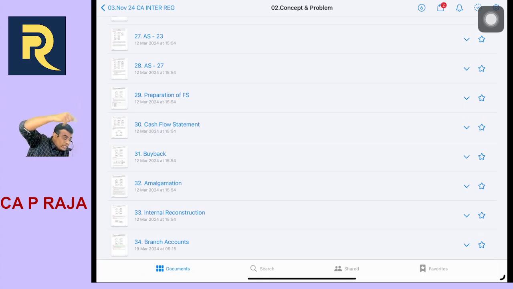Amalgamation or internal reconstruction. Note that point. Amalgamation or internal reconstruction 16 marks. CFS 10 to 12 marks. Branch account 12 to 16 marks. Preparation of financial statement again 12 to 16, but I am expecting that there won't be big question from that.